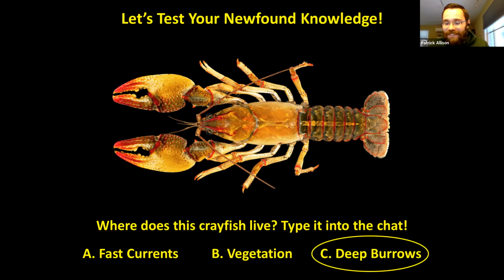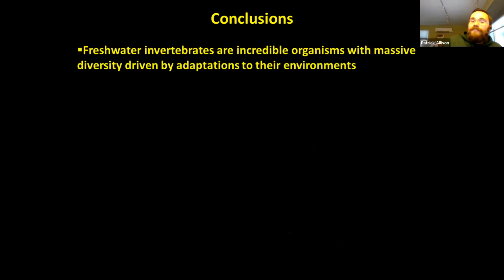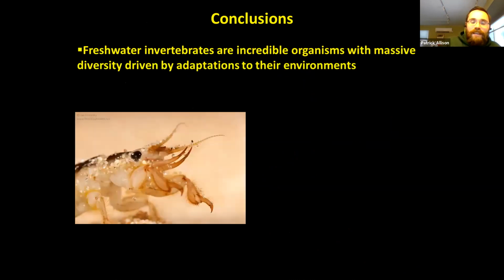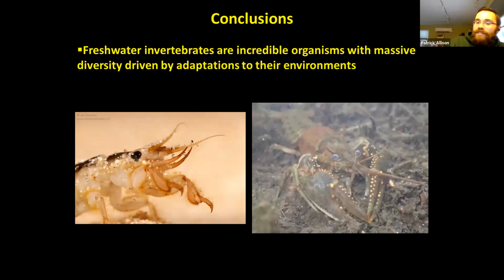So fantastic job, everyone. Just some quick conclusions for what we learned through these past sessions. Freshwater invertebrates are incredible organisms with massive diversity. They are just driven by adaptations to their environment. You've got a burrowing mayfly here with their tusks, and then you've got a nice Quinebaug river crayfish, which is a crayfish that is endemic to the Massachusetts area.